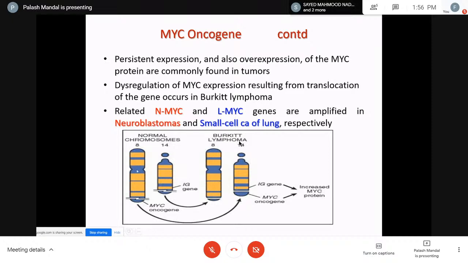Okay. So in Burkitt lymphoma, there is a translocation which happens between chromosomes 8 and 14, these are the normal chromosomes. The MYC oncogene resides here, and it goes from 8 to 14, where the Ig gene is located, and by residing with the Ig gene, it leads to increased MYC protein. Okay, this increased MYC protein leads to cell proliferation. So that leads to the formation of Burkitt's lymphoma.